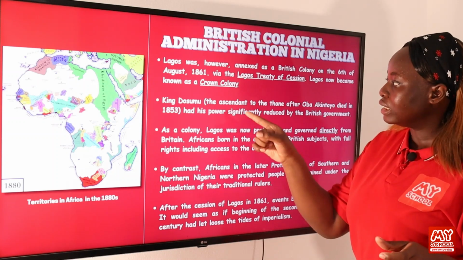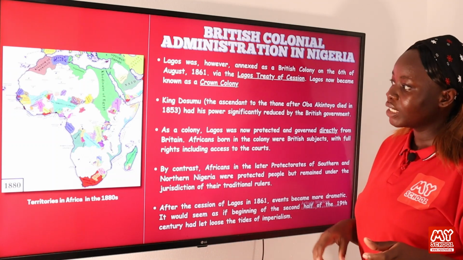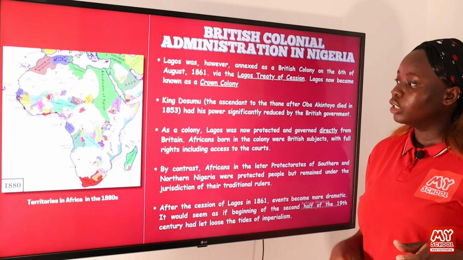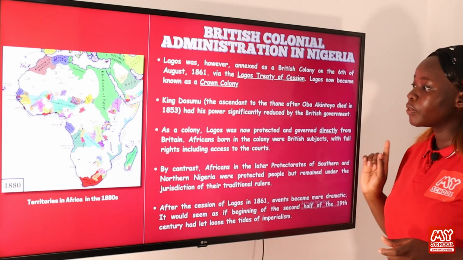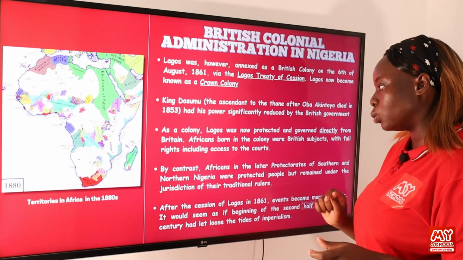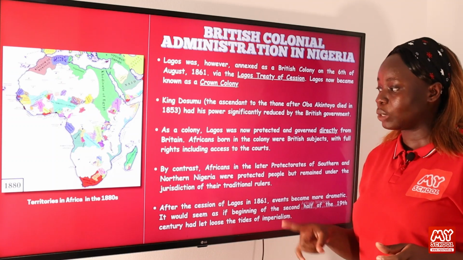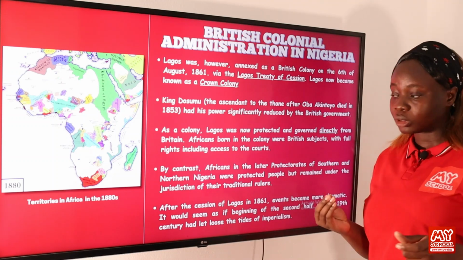King Dosumu, the ascendant to the throne after Oba Akintoye died in 1853, had his power significantly reduced by the British government. So as a colony, Lagos was now protected and governed directly from Britain. Africans born in the colony were British subjects with full rights, including access to the courts. They were officially British citizens, okay, and they had access to British courts.